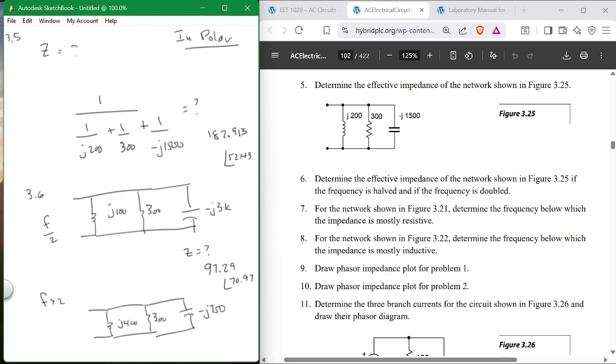Minus J750, that's a 7. What would it be then? Z is equal to 283.15 at angle 19.29.